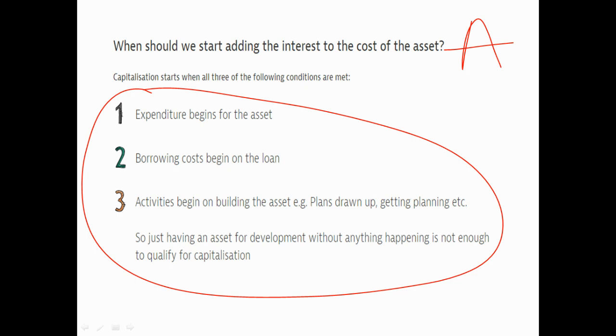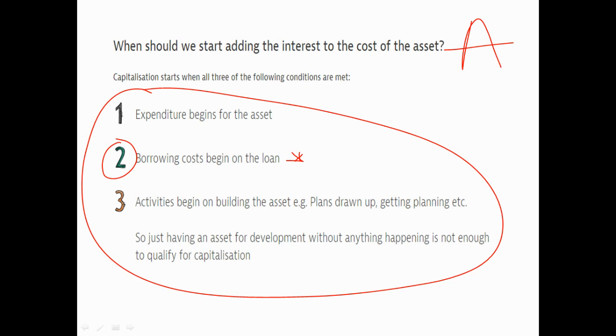The second condition is that borrowing costs begin on the loan. That means you should actually have the loan, the specific loan. You actually took the loan, so you are actually incurring the interest expense. So that is condition number two. We say borrowing costs begin on the loan. You can only start to incur borrowing costs when you have actually taken the loan. So that is condition number two.